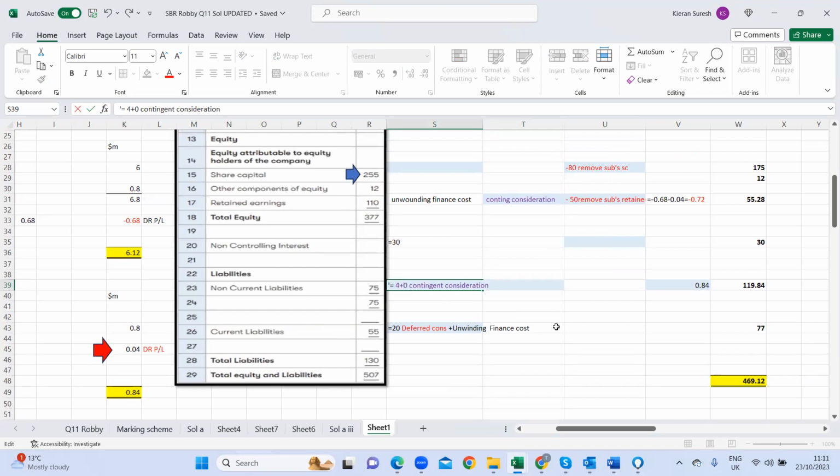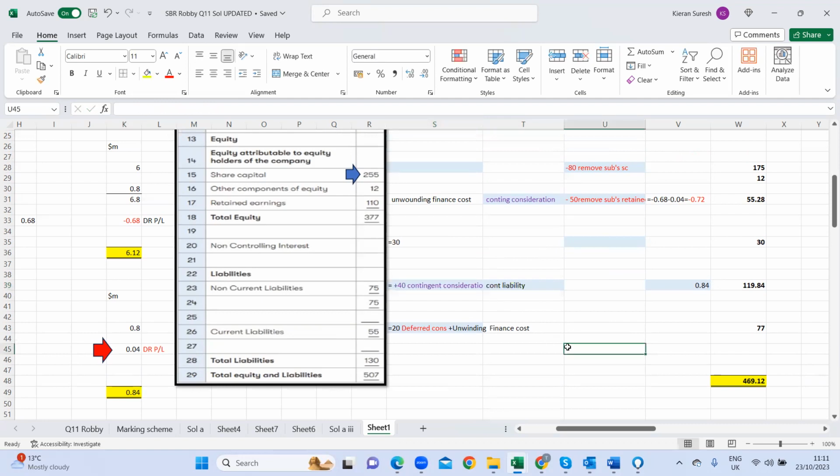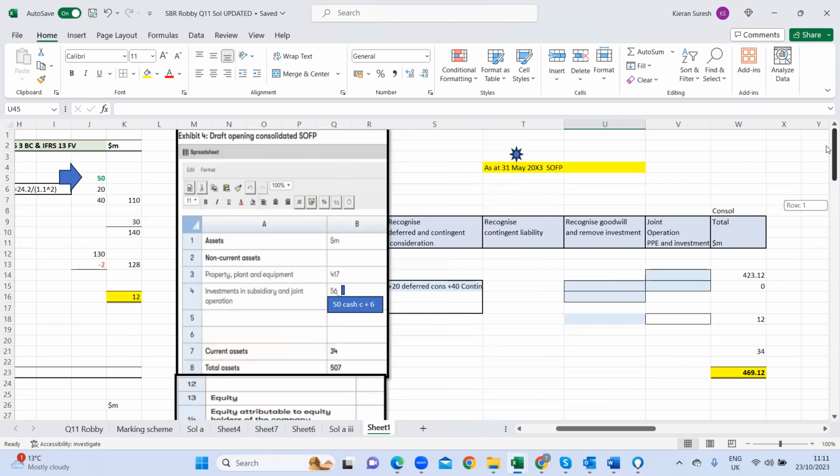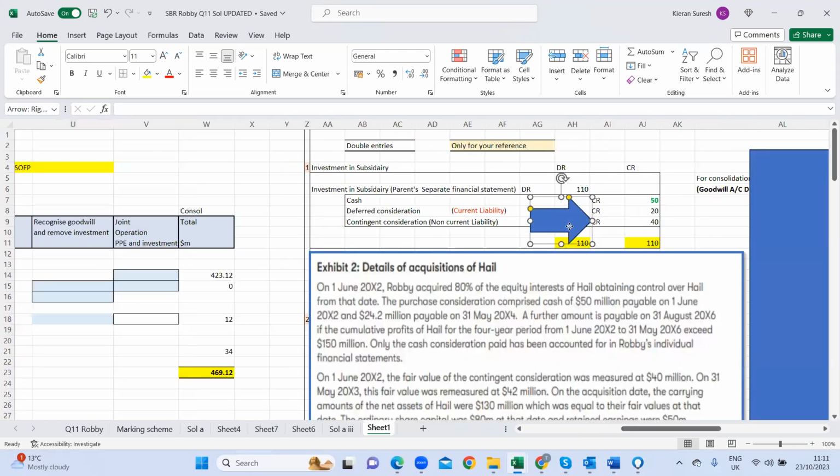I put a plus there, then you will know why. Contingent liability, which is a long-term liability that I have, right? So I've got that, so that's done. Now I need to move to check whether I have done my double entry. So these are the three entries that need to be done.